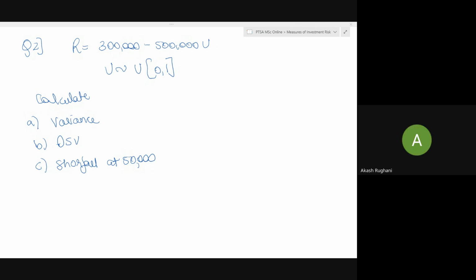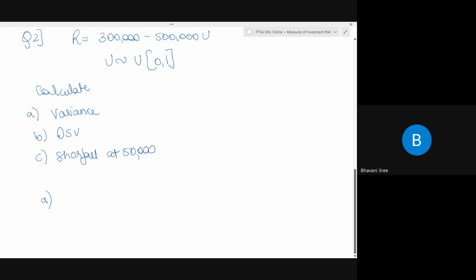Cool. Let's begin. Bhavani, if you could help me with variance. How will I solve for variance? Variance of 3 lakh minus 5 lakh U. That will be equal to 5 lakh square into variance of U. Very good. What will be variance of U?